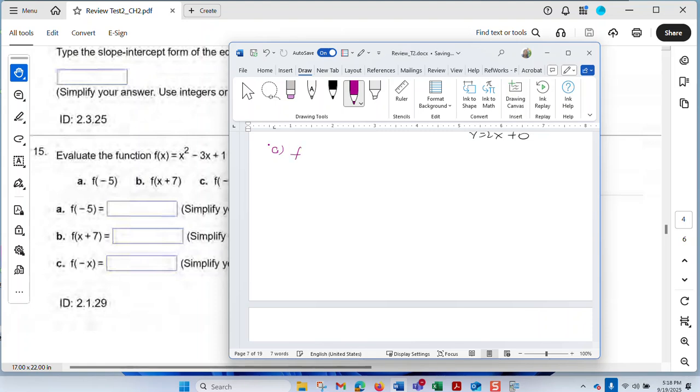Okay, I have my f of x is equal to x squared minus 3x plus 1. So replace x by -5. So this will be (-5) squared minus 3 times (-5) plus 1. Make sure -5 needs to be in parentheses because x is equal to -5. So (-5) squared will be positive. And then negative times negative will be positive. So that's 41. Okay, so that should be easy to calculate.